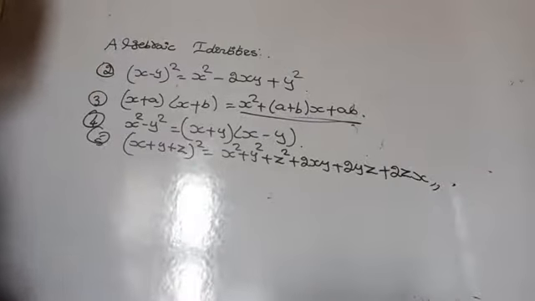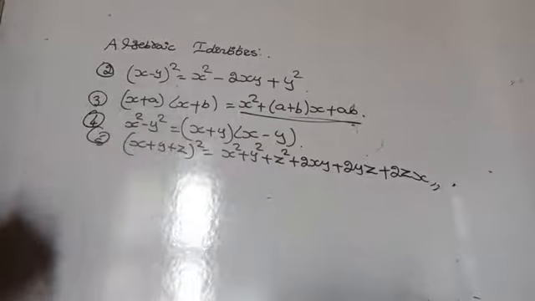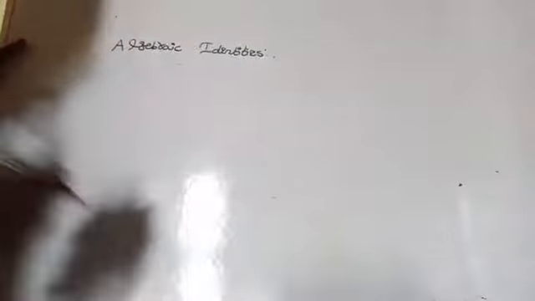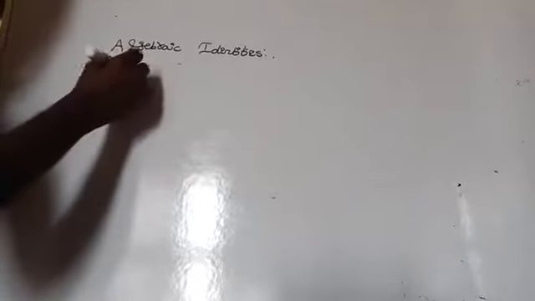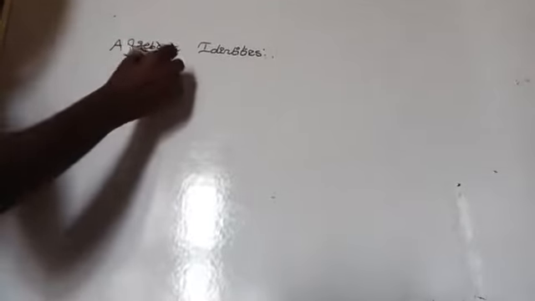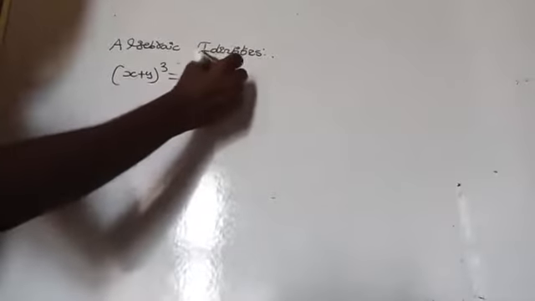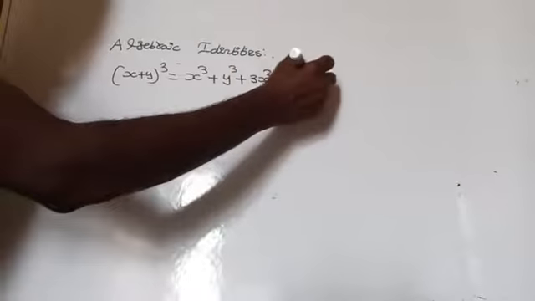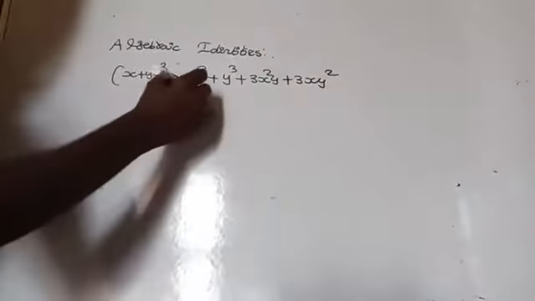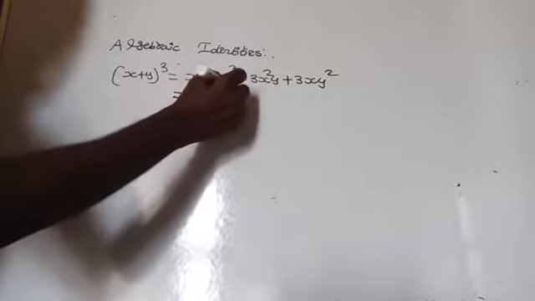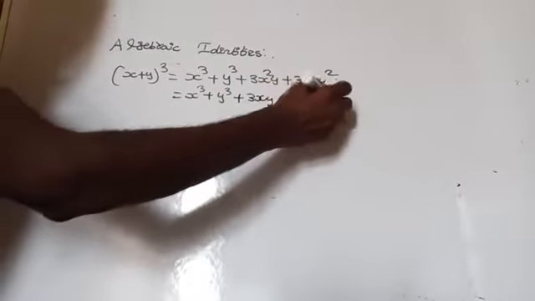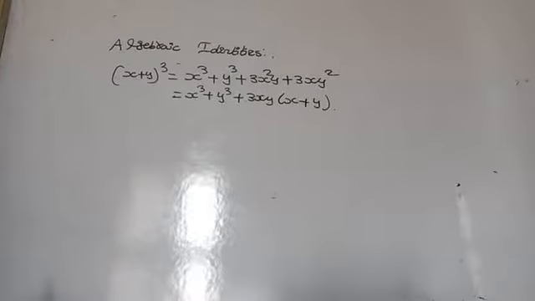Am I right? Then (a + b) the whole cube, otherwise (x + y) the whole cube. That is x cube plus y cube plus 3x square y plus 3xy square. Otherwise you can write it like x cube plus y cube plus 3xy into (x + y).